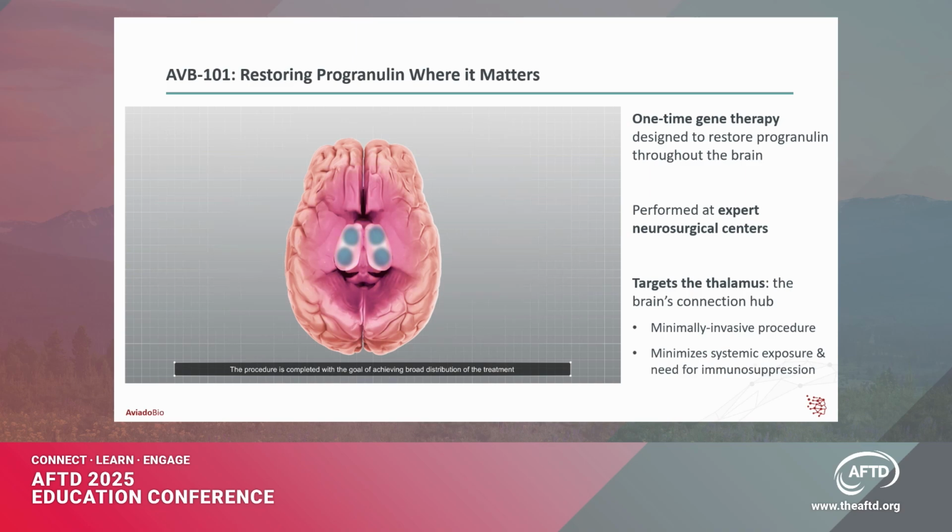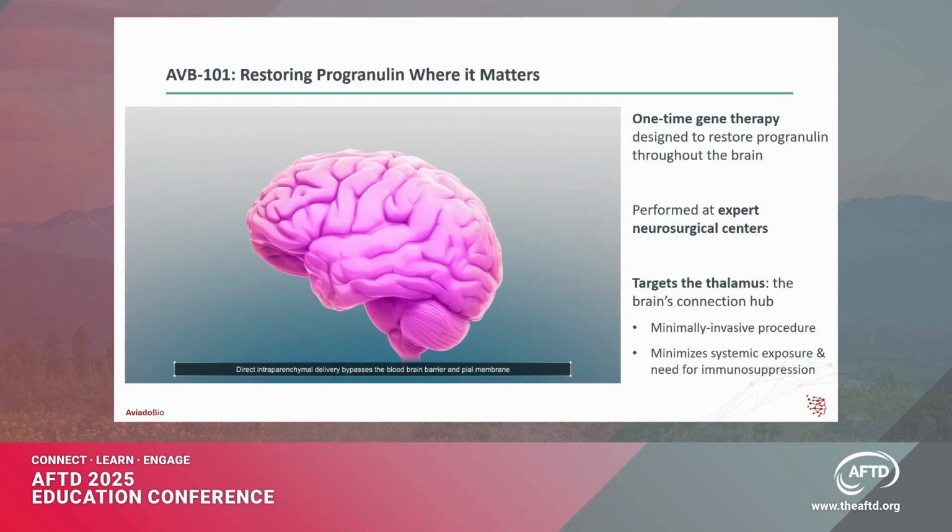The procedure is completed with the goal of achieving broad distribution of the treatment via thalamic connectivity throughout the brain. Direct intraparenchymal delivery bypasses the blood-brain barrier and pial membrane to allow region-specific targeted distribution of gene therapy.